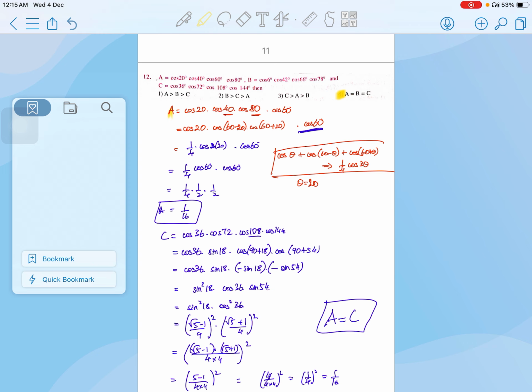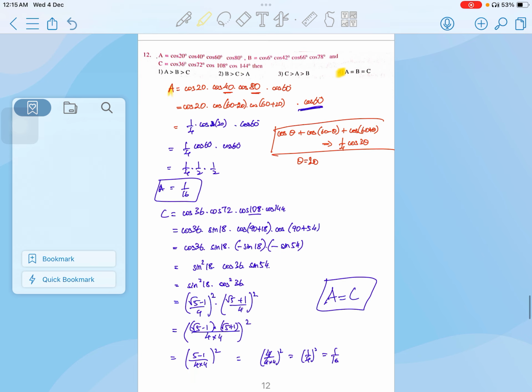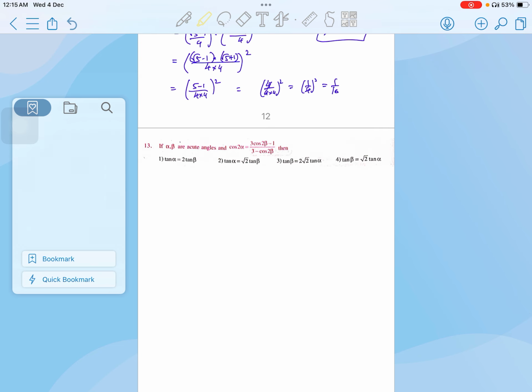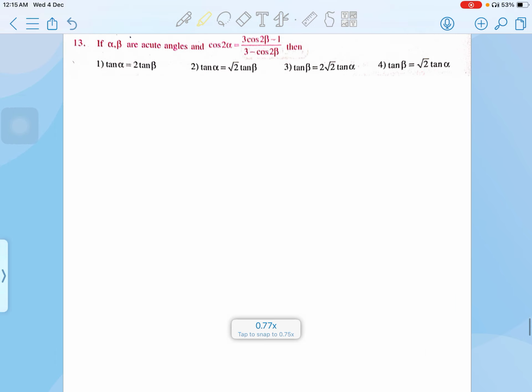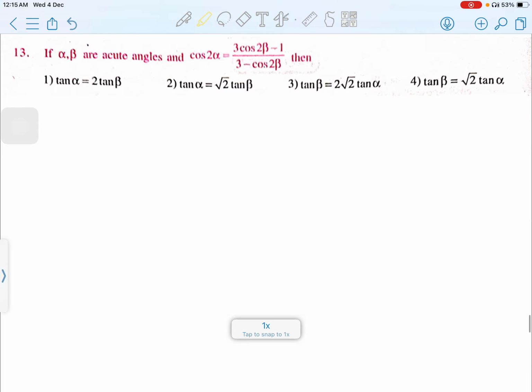Okay, so one last question. Okay, not one last question, two more questions. Okay, so 13th one. So 13th one, cos 2 is given and the answers are all given in tan.